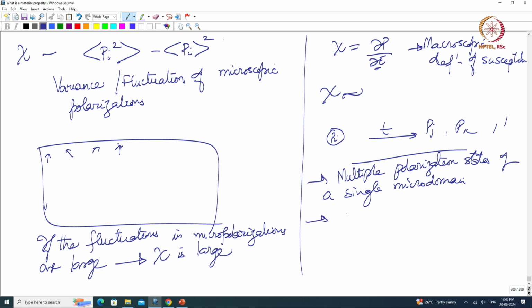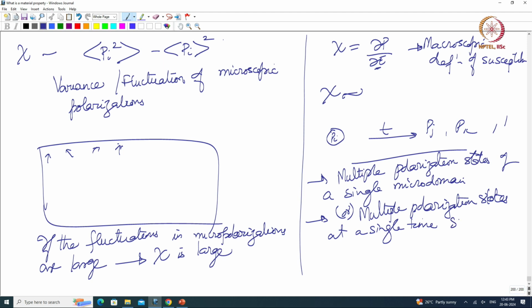Ensemble wise, right. So, spatially, there are multiple polarization states at a single time, existing spatially, and they are also temporally changing. So, with time they keep changing. So, there is accessibility to multiple polarization states.